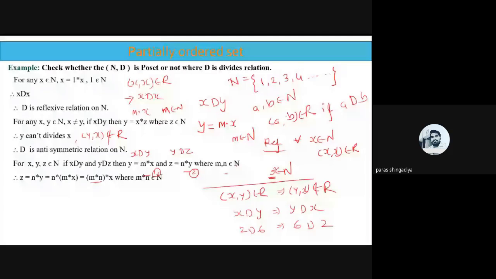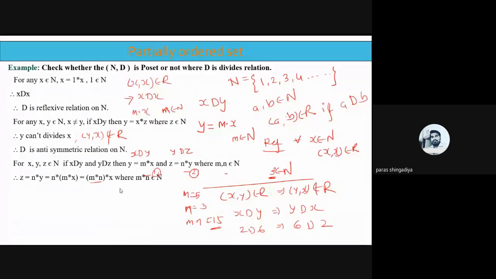Okay, both values are in N, so their product m cross n also belongs to N. If you consider m is equal to 5 and n is equal to 3, then m into n is 15, and 15 also belongs to the set of natural numbers. Okay, so the product will also be in N. What is the meaning of that? We prove that z is equal to mn into x, where mn belongs to N.